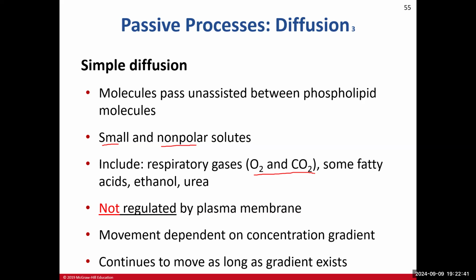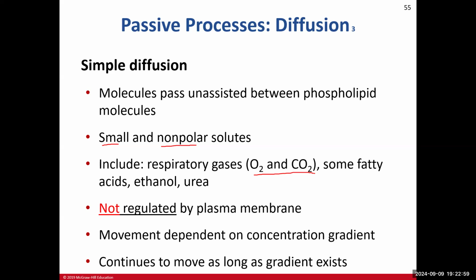What do we need oxygen for inside of our cells? We just talked about one of the membrane-bound organelles that utilizes oxygen. Yeah, the mitochondria. Mitochondria need it for aerobic cellular respiration.